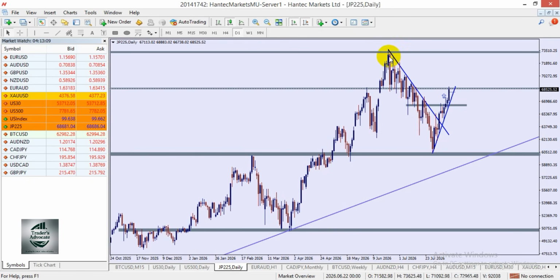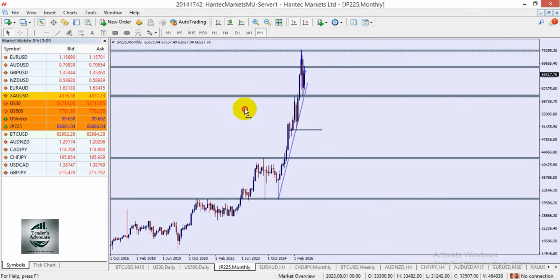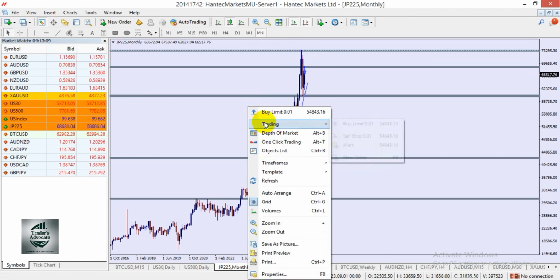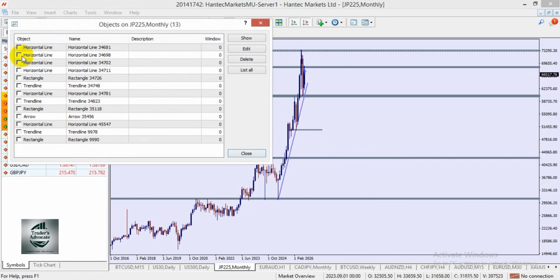73,000 basis points is an all-time high for the Japan 225. Investors will close positions for profit. The market will pull back to the nearest support before bouncing to continue with the major trend, which is bullish. Well, before we start talking about all of this, let me clean the chart so we have a cleaner chart, because I pride myself on a cleaner chart.